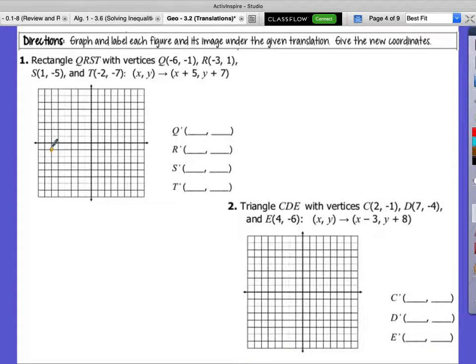Negative 3 comma 1. We're plotting points, we're plotting points, we're plotting points.